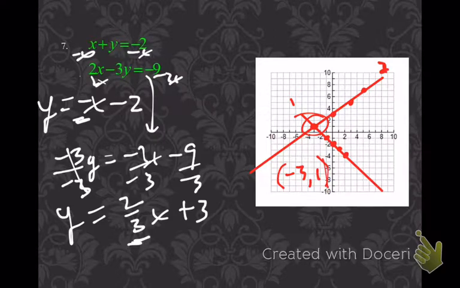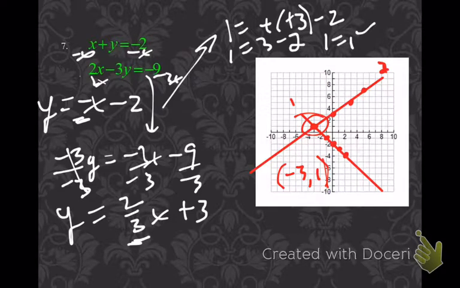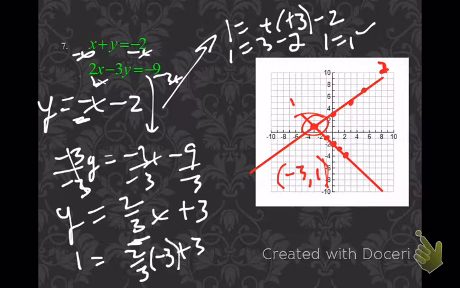Now again, I'm going to want to check, plug it in and check. So over here, I plug in 1 for y, negative 3 for x. This becomes 3 minus 2, which is certainly 1. So 1 does equal 1. And I'm going to plug it in over here. 1 equals 2/3 x plus 3. Oh, sorry. Plug in negative 3 for x. Do some cross simplifying. This is negative 1. 2 times negative 1 is negative 2.